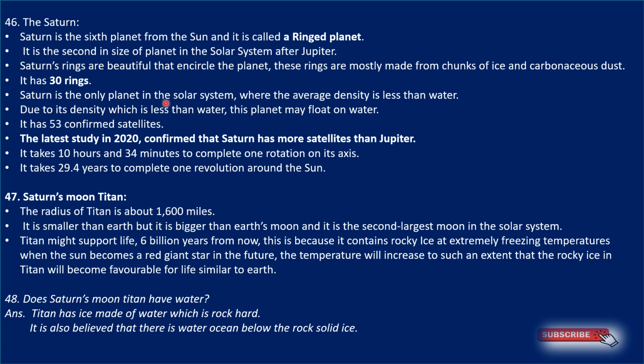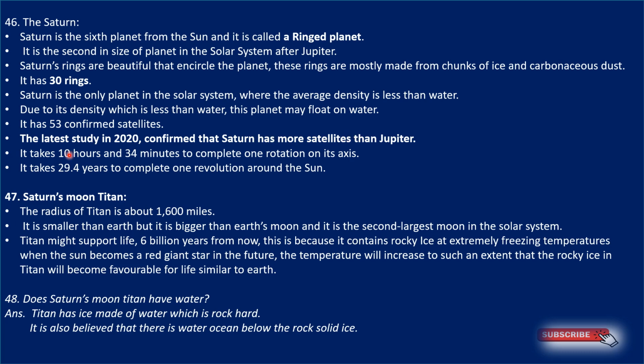Saturn is the only planet in the solar system whose average density is less than water. Due to its density, which is less than water, this planet may float on water. It has 53 confirmed satellites, okay? And around it, it has 30 rings. The latest study in 2020 confirmed that Saturn has more satellites than Jupiter.